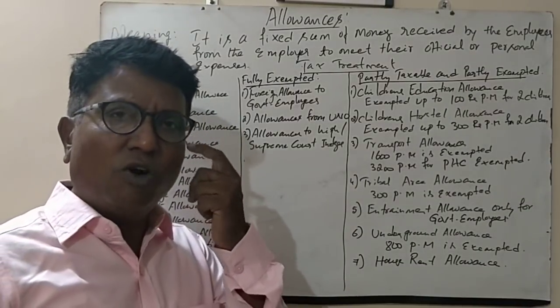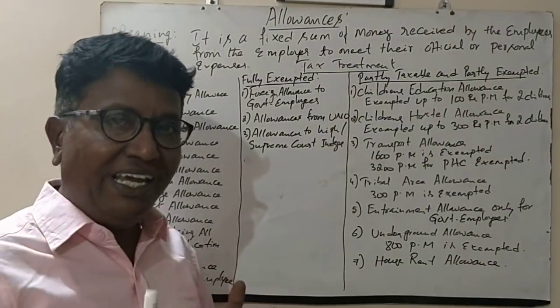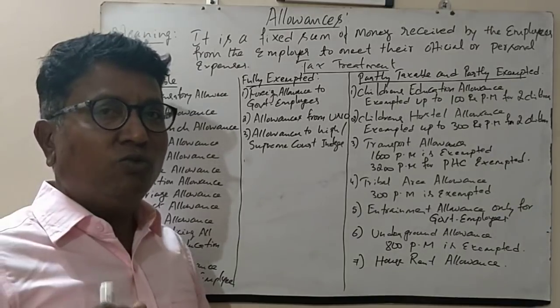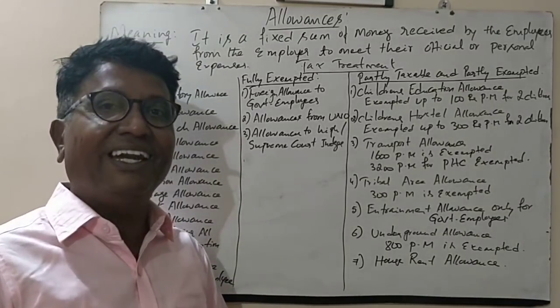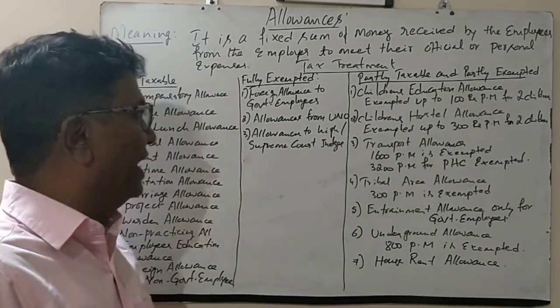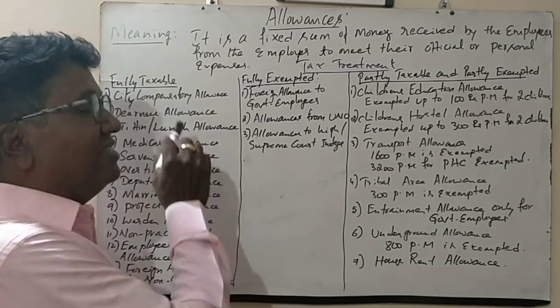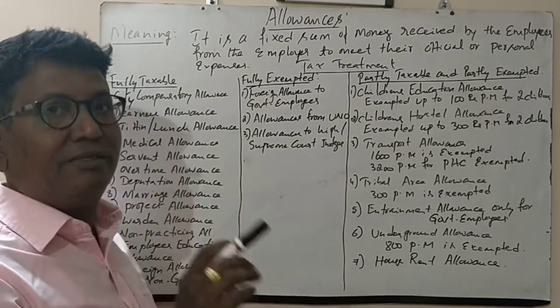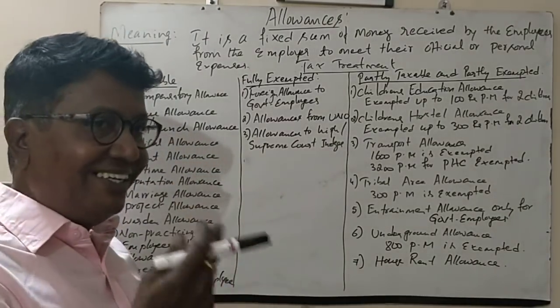Why is this city compensatory allowance given? If the employee is working in a city, they will have some special expenses in living in the city. So if the employer gives any allowance called city compensatory allowance, it is fully taxable. All of you understood? The second one is dearness allowance.